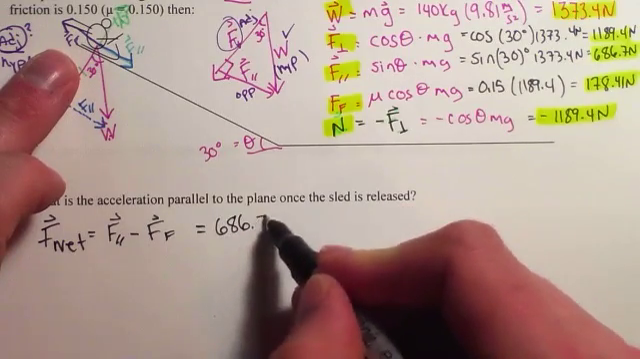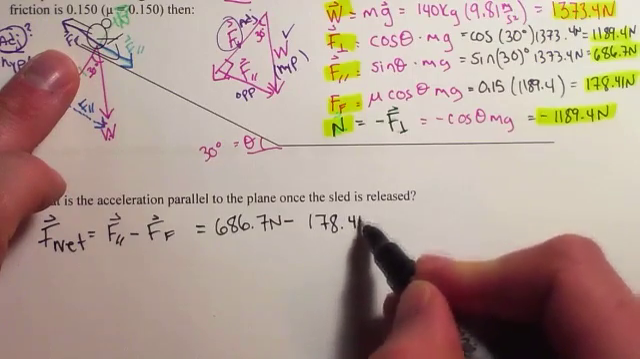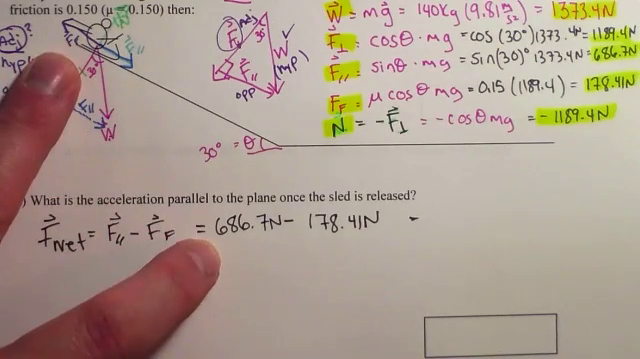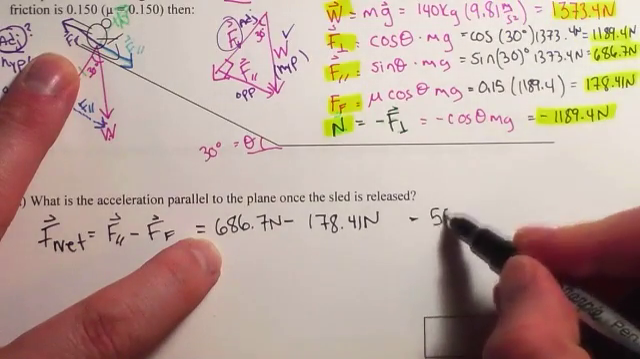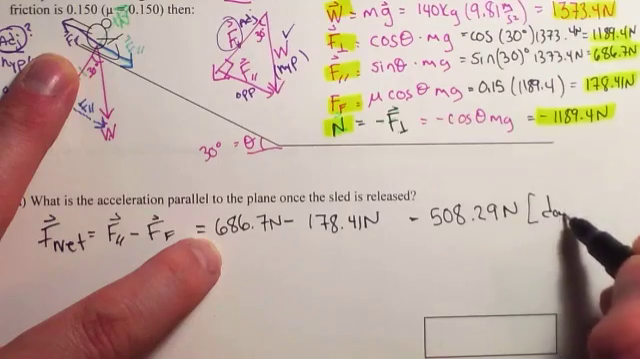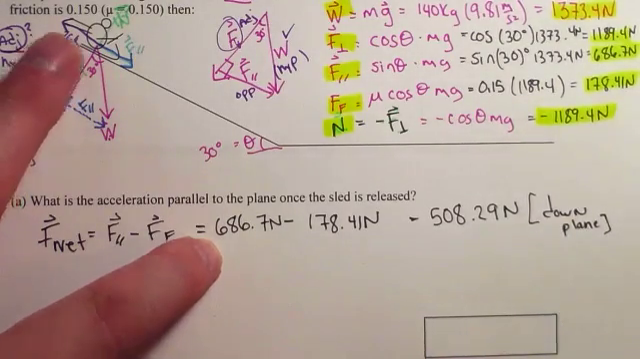It is 686.7 newtons, take away the force of friction, 178.41 newtons, equals 508.29 newtons. And that direction is down the plane.